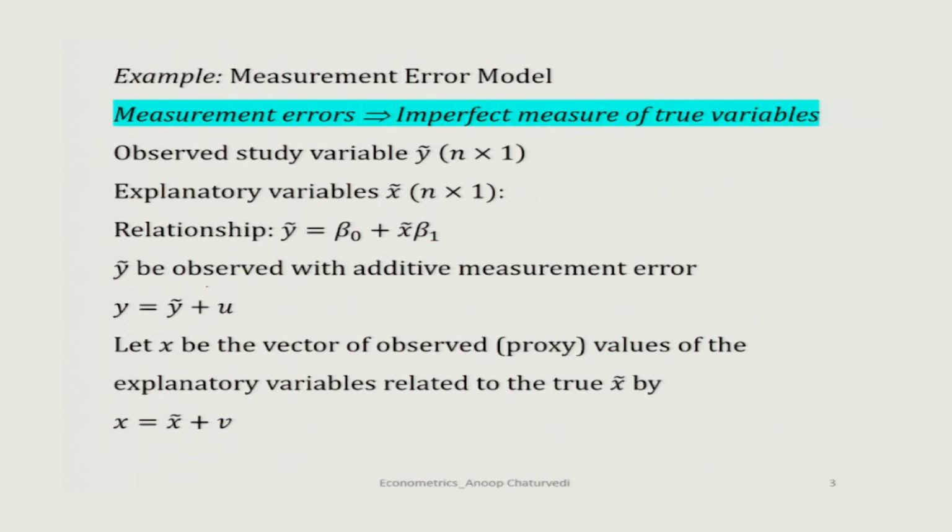Now, suppose y curl is observed with additive measurement error, say y equal to y curl plus u, and then x curl is also unobservable. So, x is the vector of observed or proxy values of the explanatory variables related to the true x curl by x equal to x curl plus v. So, here we have y equal to y curl plus u and x equal to x curl plus v. So, the x's also have some kind of error. Since the actual explanatory variable is x curl, but we cannot observe it, either it is unobservable or even if we observe it with some error, and x is the observed value.